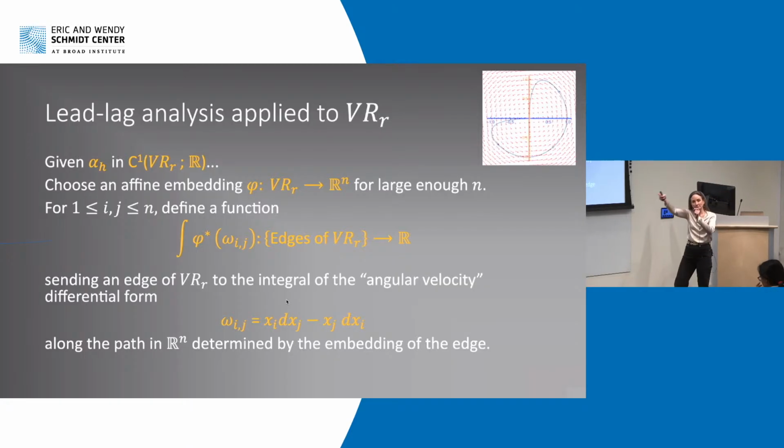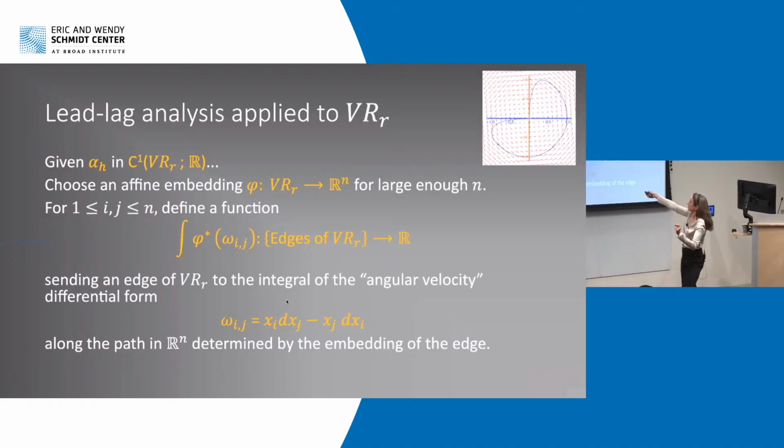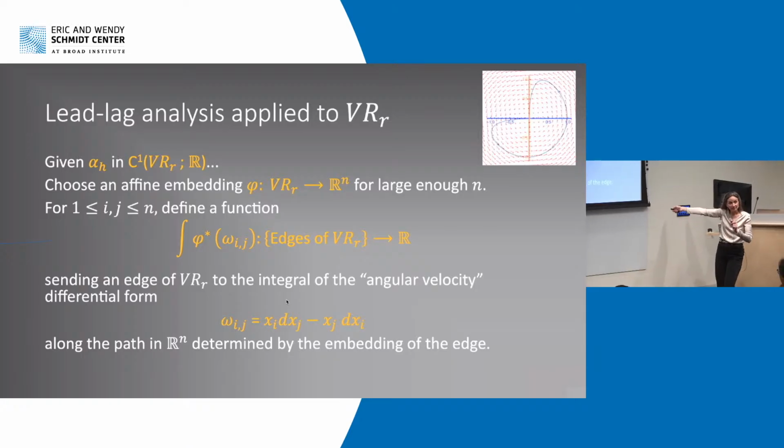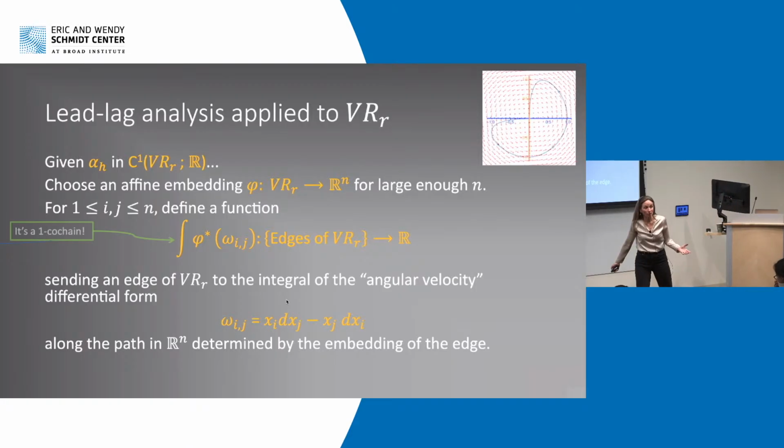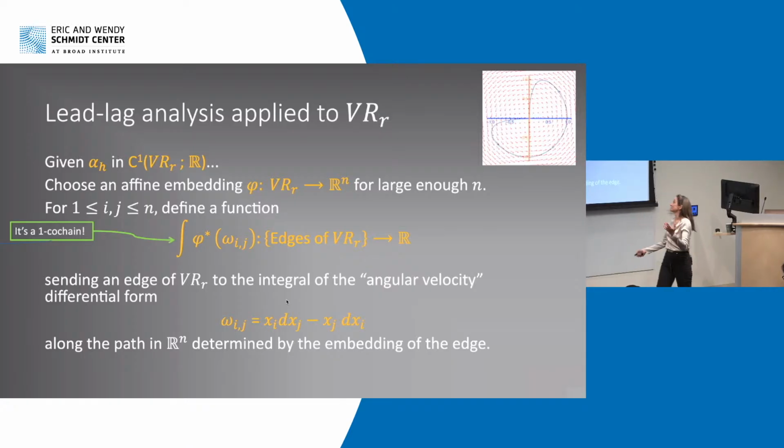So if I have an edge in here, and I look at this embedding, it's going to embed it as some path in Rn. And I can integrate this angular momentum form along that path, and I get a real number. So I have this way of associating to every edge a real number. And that's exactly a one-cochain, right? So it's giving me a one-cochain in this way. So I haven't yet used alpha H. All I've used is this embedding so far.